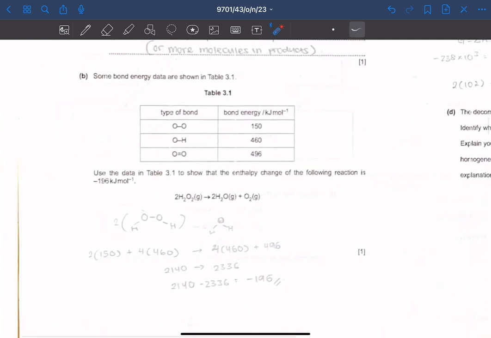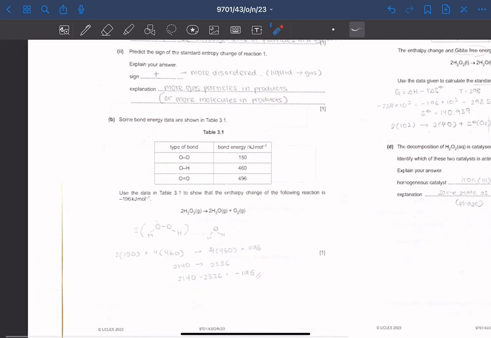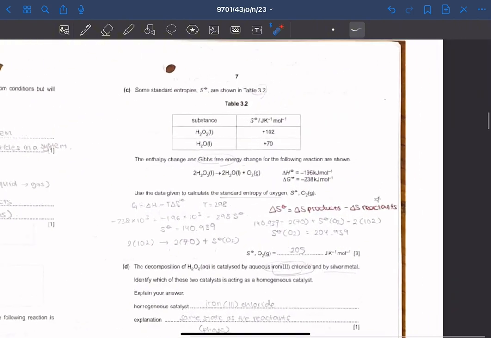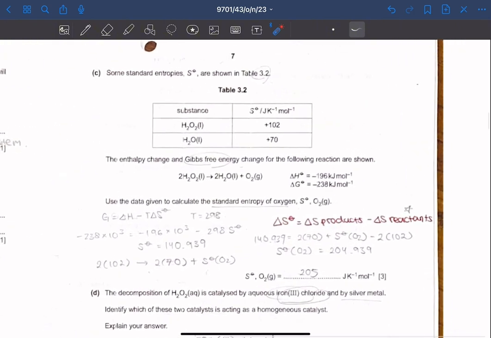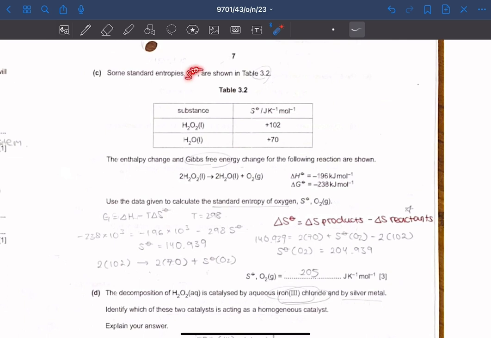Rather than immediately doing reactants minus products, it can actually lead to a higher chance of carelessness. So I would prefer to put this yield sign first, then reactants minus products at the final calculation. Then next question, C. Some entropies, this is the symbol for entropy, are shown in table 3.2.